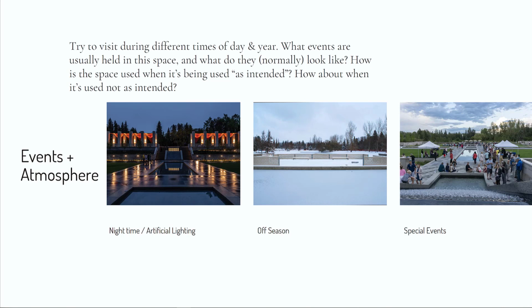So think about what types of events are usually held in this space and what would they normally look like. I say normally because, of course, many events are not happening in any public spaces right now. But can you look back in other people's photos and see other times where their space was used for something that it wasn't intended for, or where the space was changed or altered to accommodate more people or a specific event? Think about how sites can change as the seasons change.